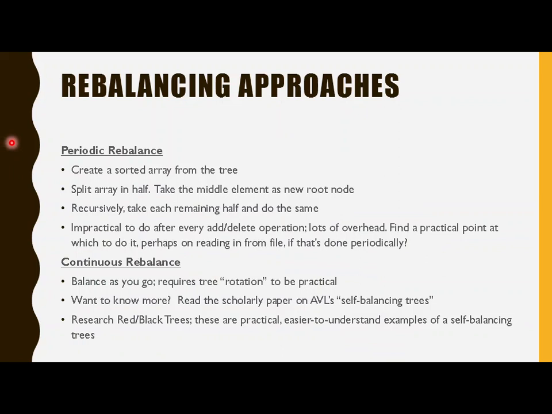So the first is a periodic rebalance. This is the poor man's way to balance it, and that just says, look, from time to time, we're going to use a fairly crude method to rebalance the tree. This is crude. It ain't pretty, but it'll work. What does it require? Well, create a sorted tree. You know how big your tree is. You probably keep a count. Make an array that big. Do an in order traversal of your tree and fill in the array with all the data. So you have a sorted array made from your tree.